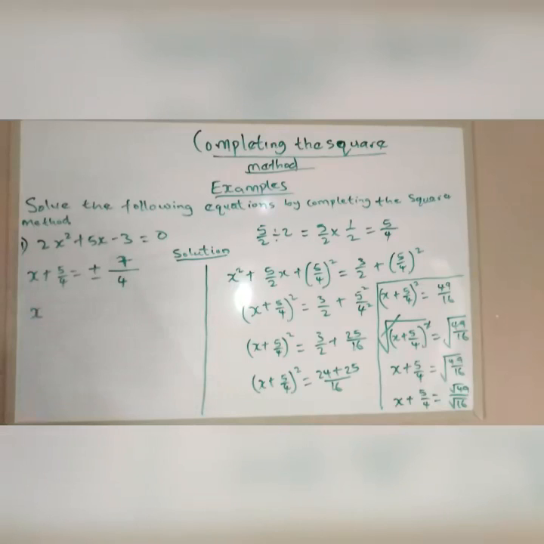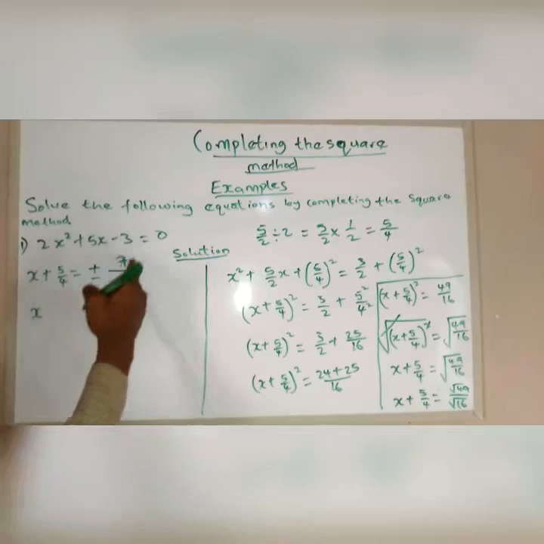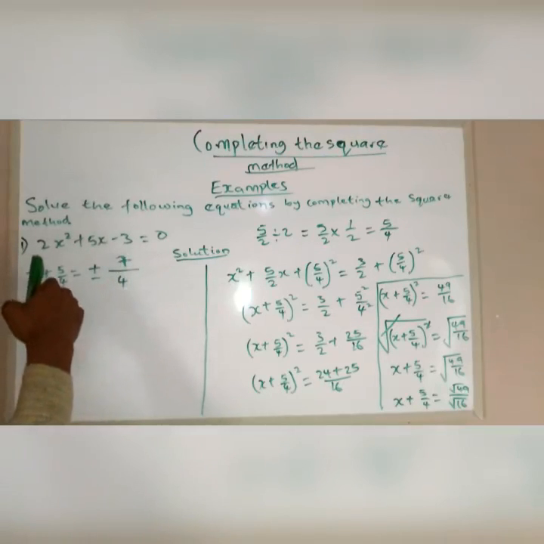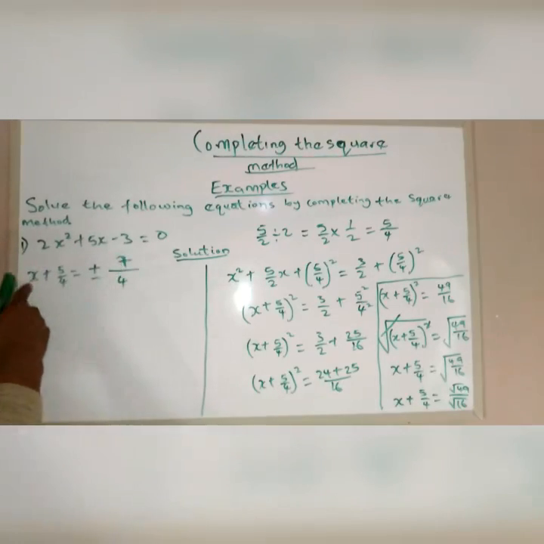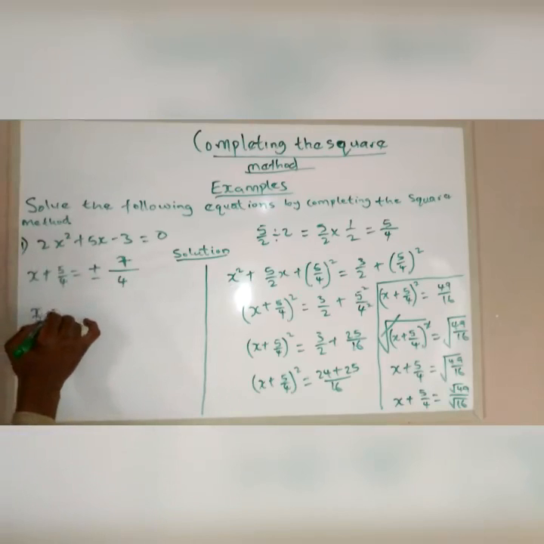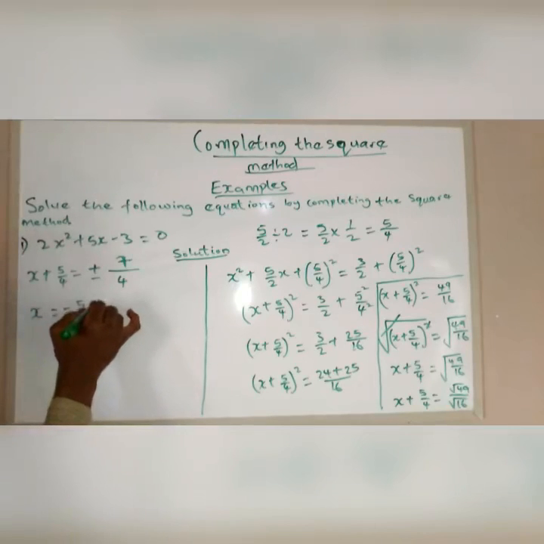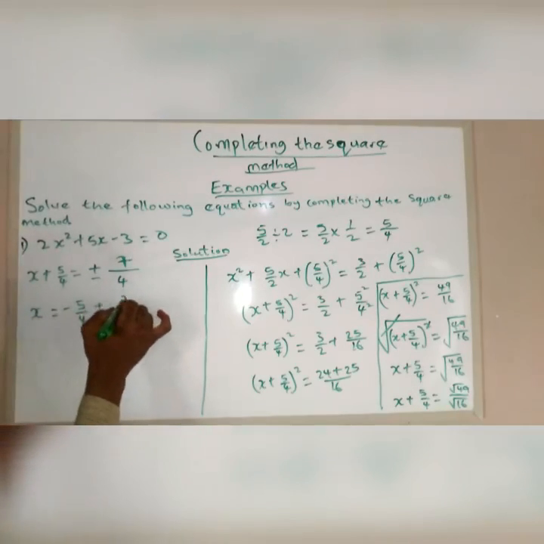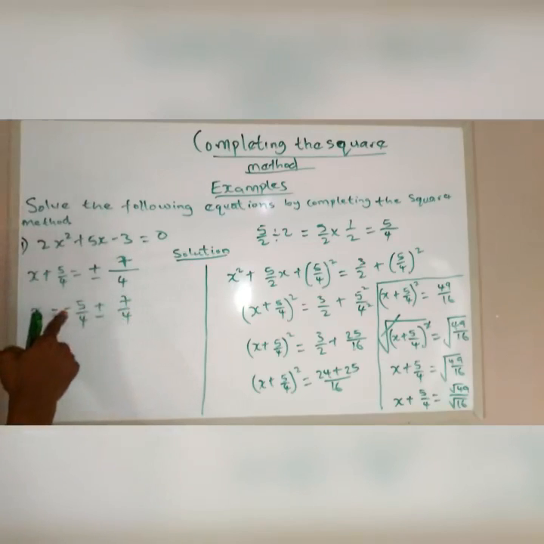To get the value of our x, this expression x plus 5 over 4 is equal to plus or minus 7 over 4. Then you have to take plus 5 over 4 to the other side, which will leave us with only x here. So when you take 5 over 4 to the other side, this will be equal to minus 5 over 4 plus or minus 7 over 4. The reason why we have minus here is that the sign at the back of 5 over 4 here is plus. So when you take plus to the other side, it becomes minus.